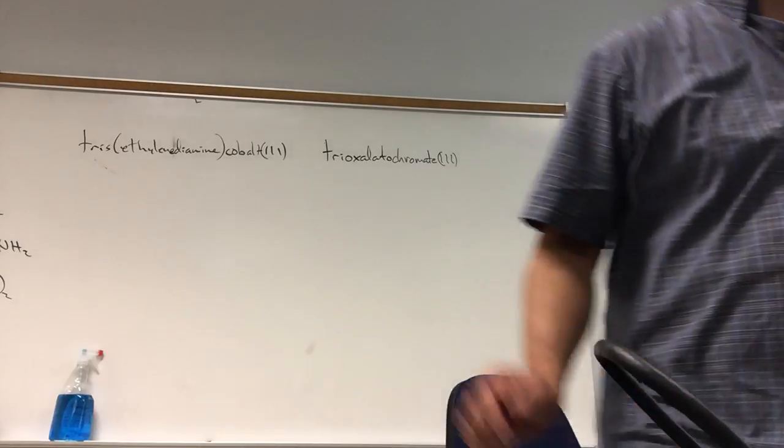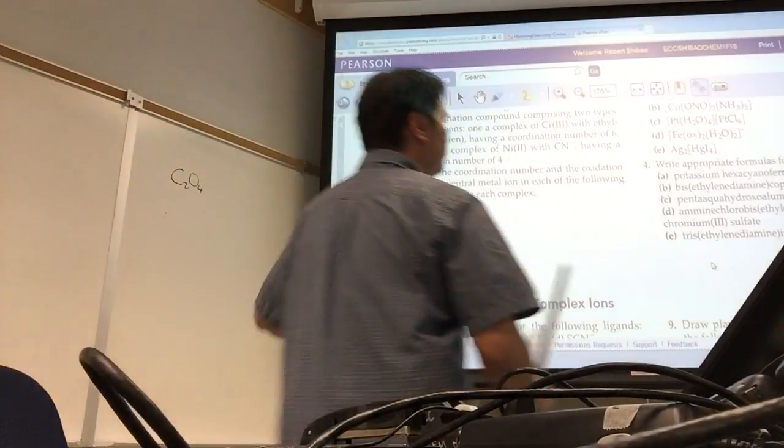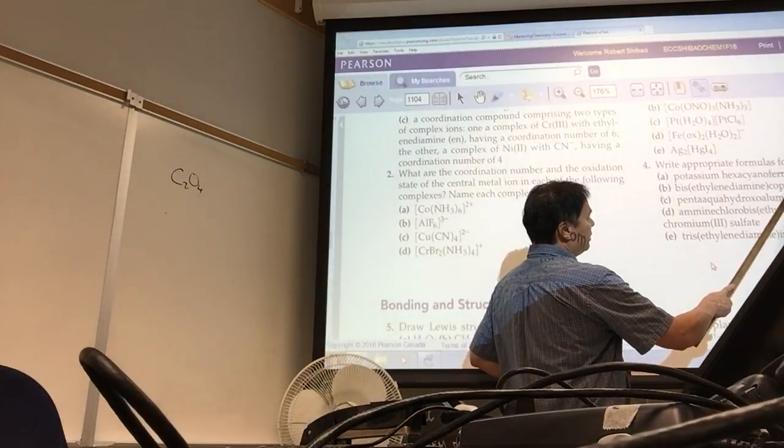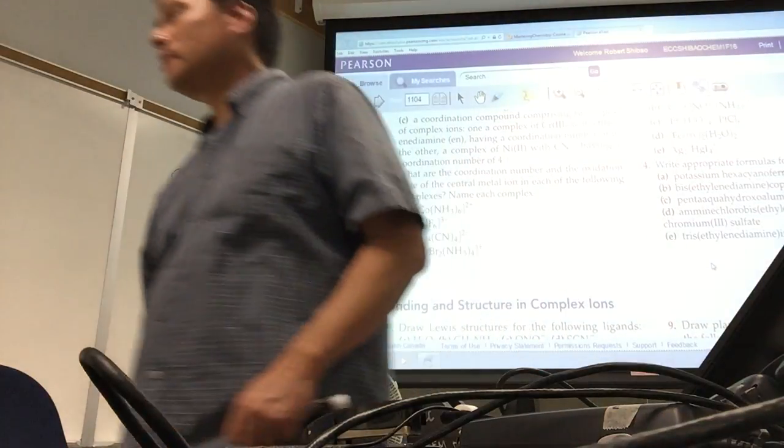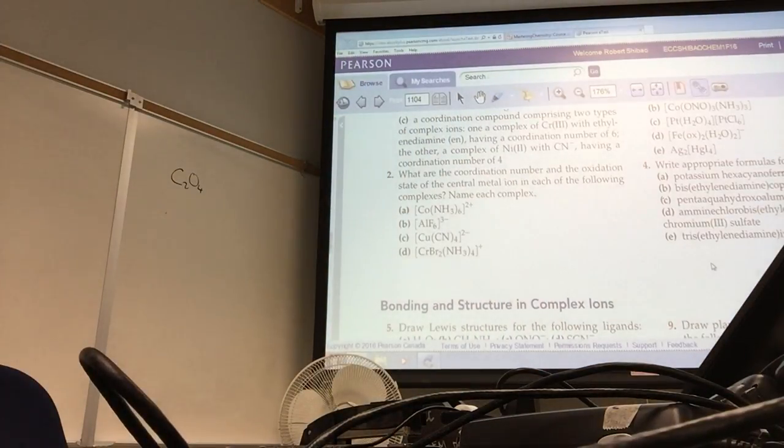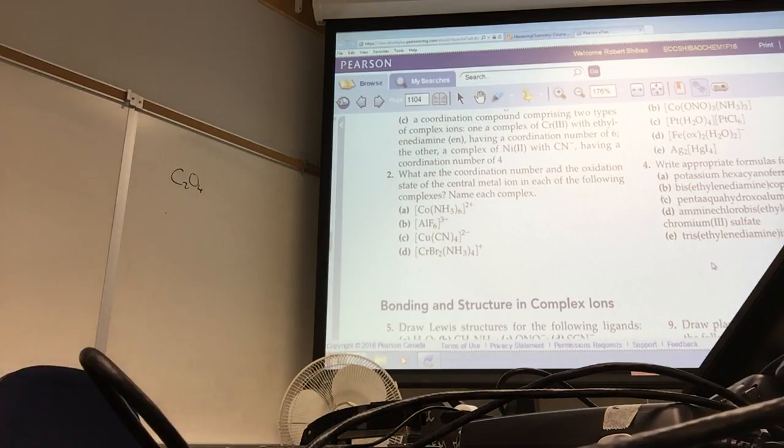Now, when we look at the first name, 4A, you can see it's potassium hexacyanoferrate. This potassium must be the cation. Potassium ions are easy, because they aren't complex cations, they're just your standard potassium ion, K plus. Now we have hexacyanoferrate 3 as the anion. It's a complex anion, so we'll have a square bracket here. Now, what do we write first, the hexacyano or the ferrate? The ferrate. It's the opposite order from the name: the formula is metal then ligand, whereas the name is ligand then metal.